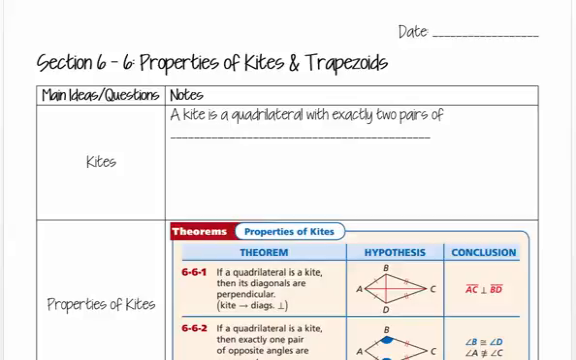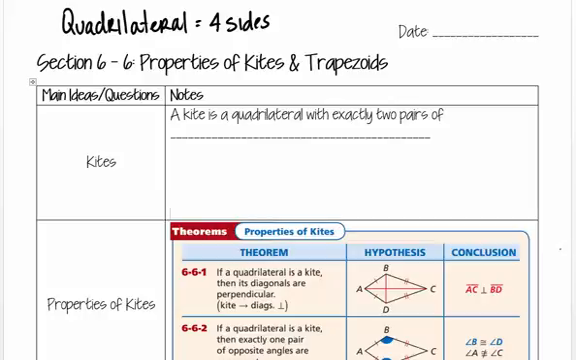In the last section of Chapter 6, we are going to switch gears a little bit and stop talking about parallelograms, but instead go back and talk about quadrilaterals. So remember, if something's a quadrilateral, it just has four sides. The two shapes we're going to talk about today have four sides to them. They are not the kind that have two sets of parallel sides, so that's why they're not parallelograms.